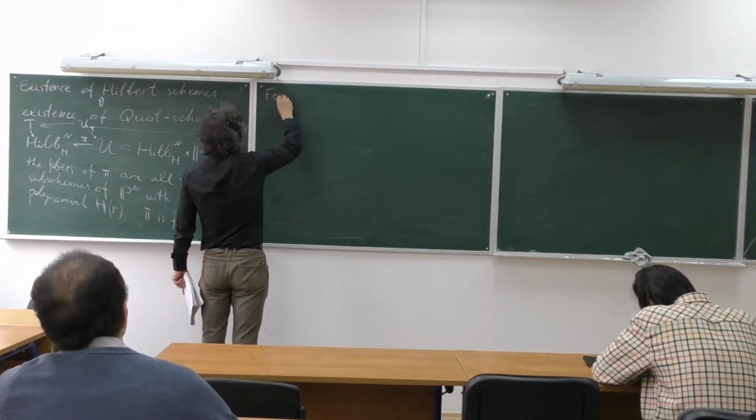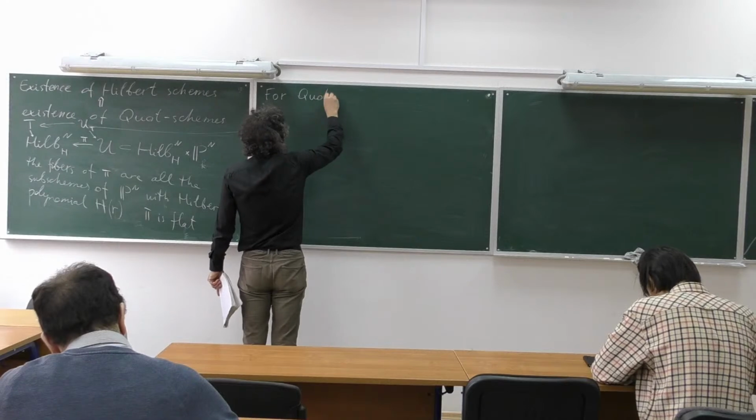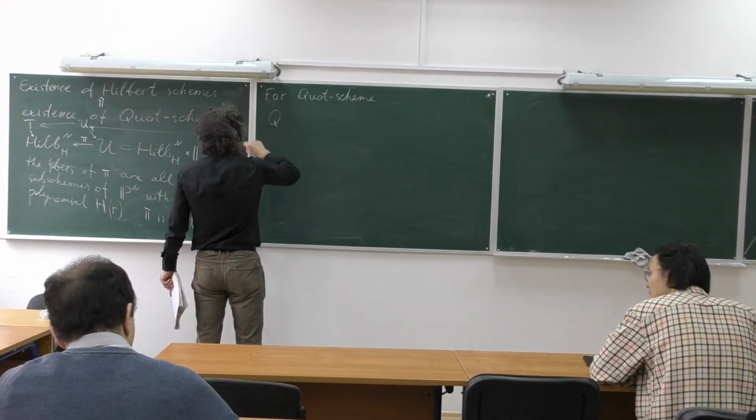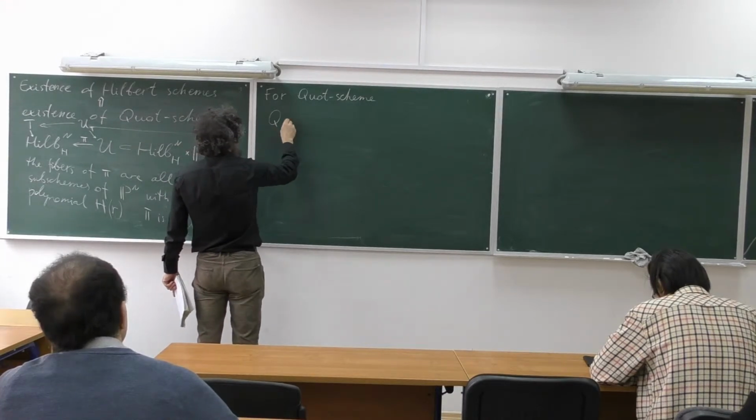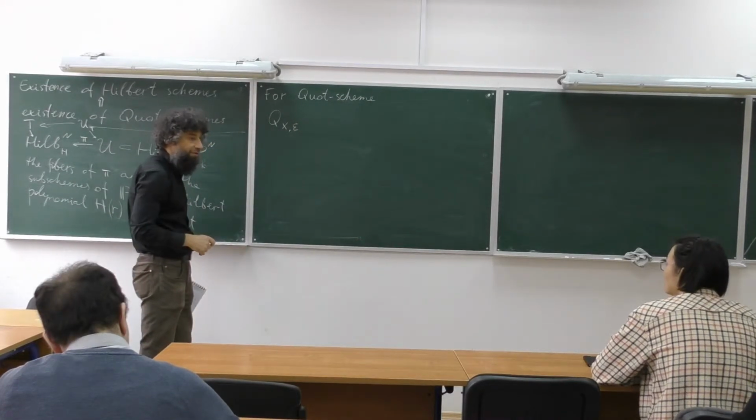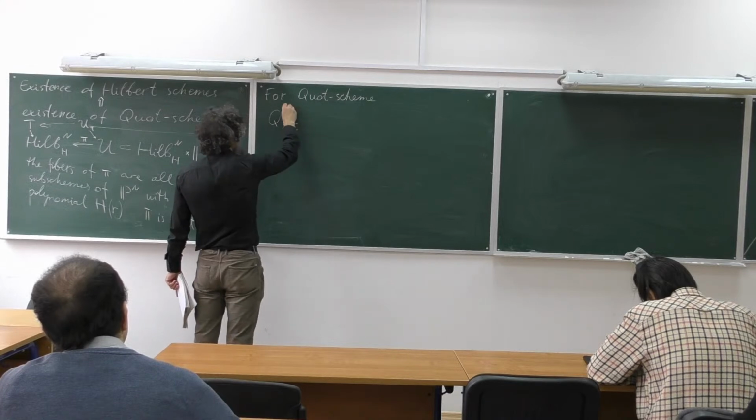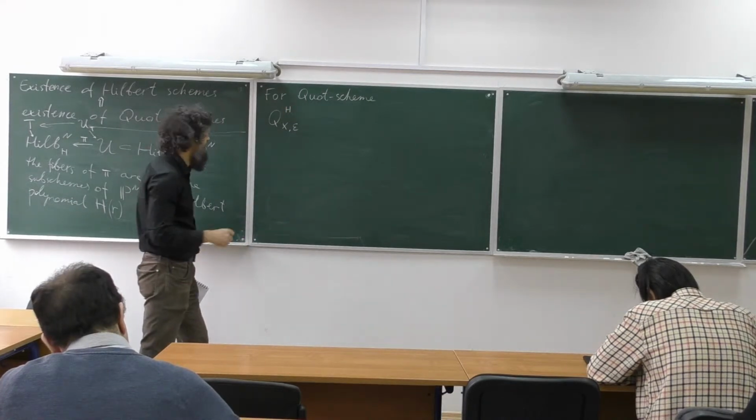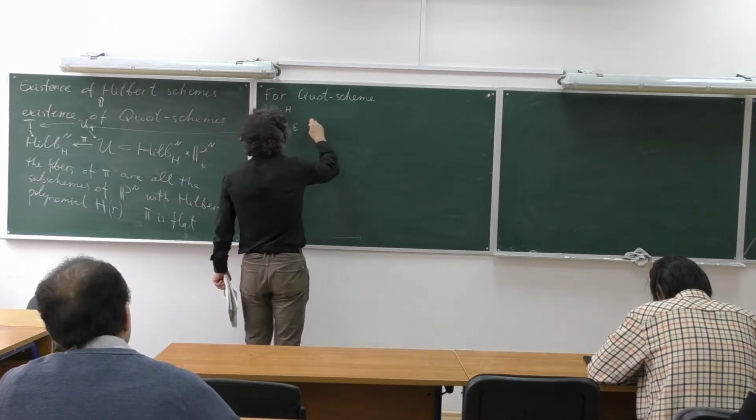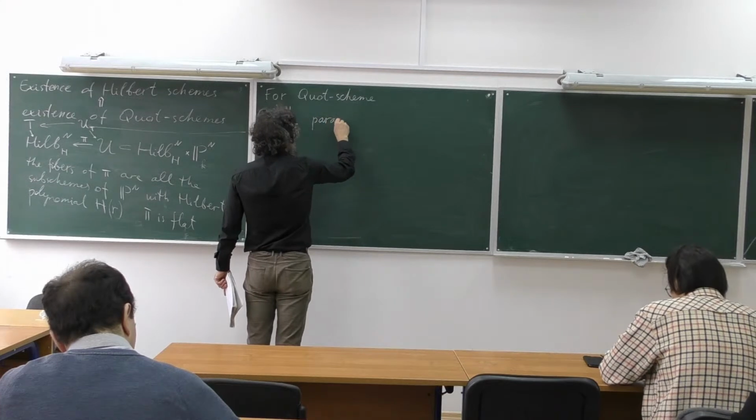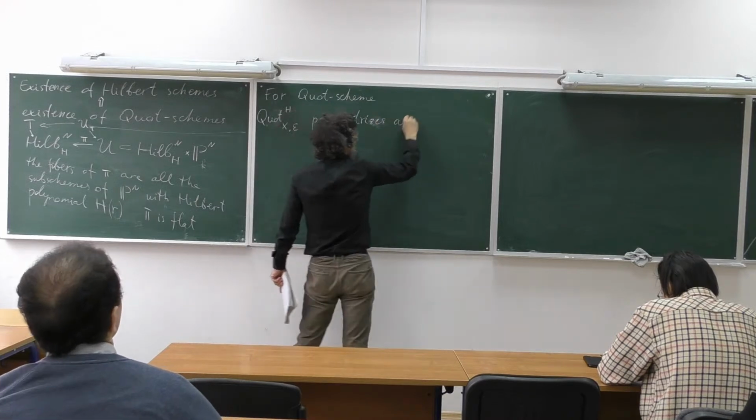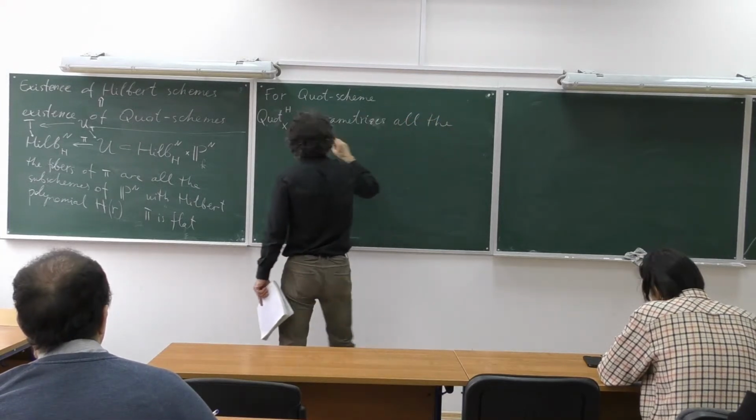For what scheme? Well, it depends on some projective variety, X, and some coherent sheaf, or maybe just locally free sheaf, vector bundle, and again, the Hilbert polynomial of its quotient. Quot scheme. So it also parameterizes all the quotients.